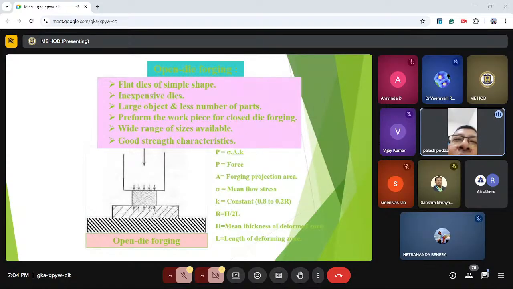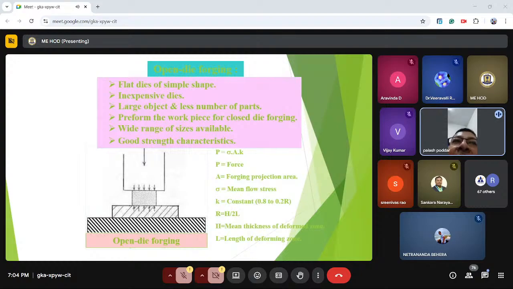P is the force or load. A is the forging projection area, sigma is the mean flow stress, K is a constant, 0.8 plus 0.2 R, where R is equal to H by 2L. H is the mean thickness of the deformation zone, L is the length of the deformation zone.